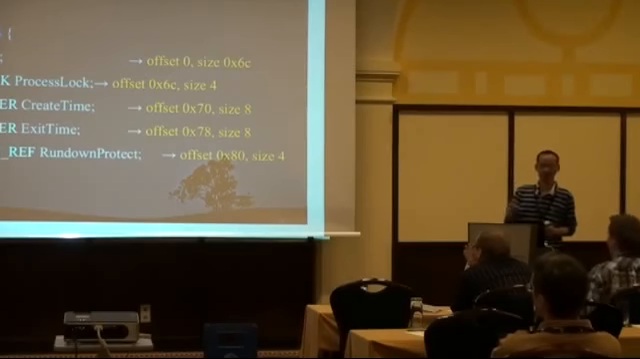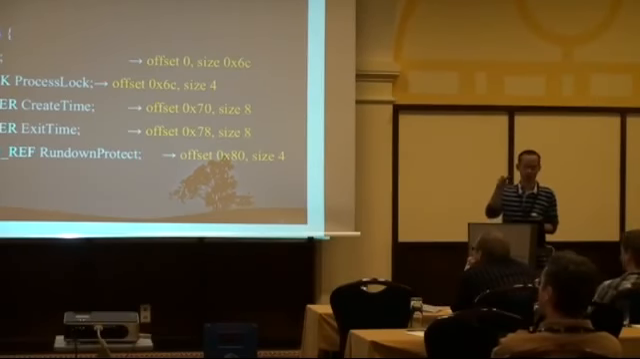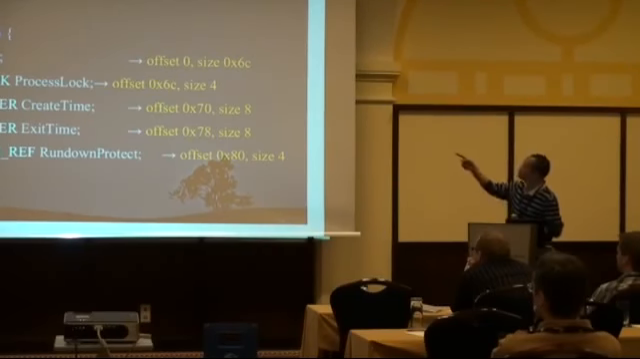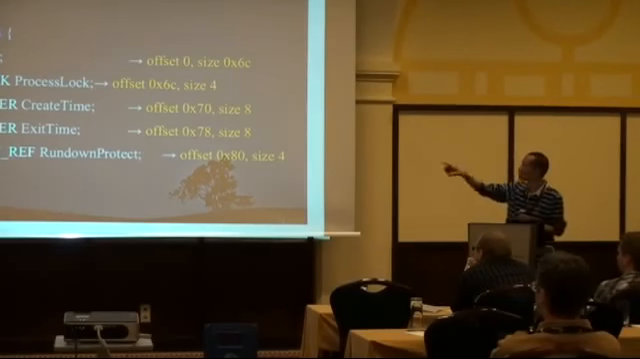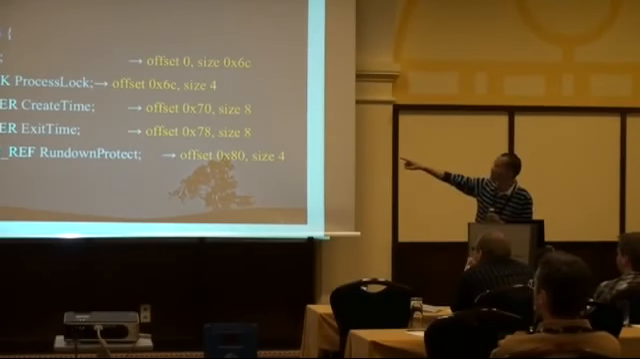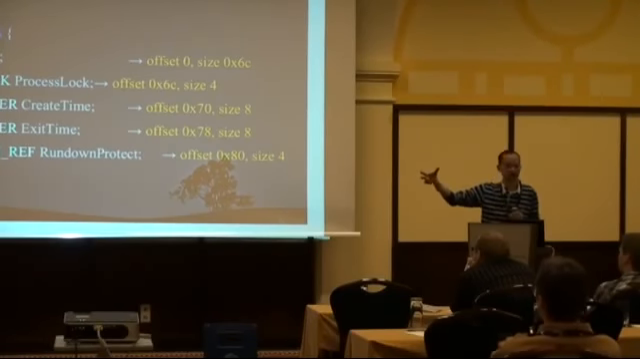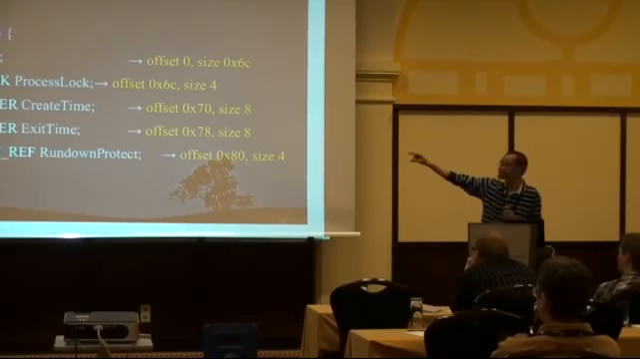Now, after you can locate the object, you need to extract fields from the object. For example, you can locate the EPROCESS object, which keeps all the information about each process in memory. Now, you want to know the create time of this object, so you want to extract the third field, right? Create time. To do that, we need to know that create time is at offset 0x70, and create time has a size of 8 bytes, right? You want to know exactly where it stays in the object.